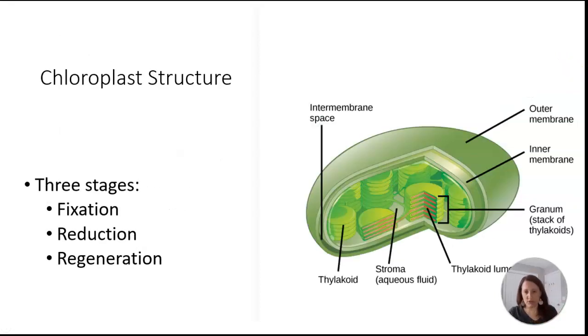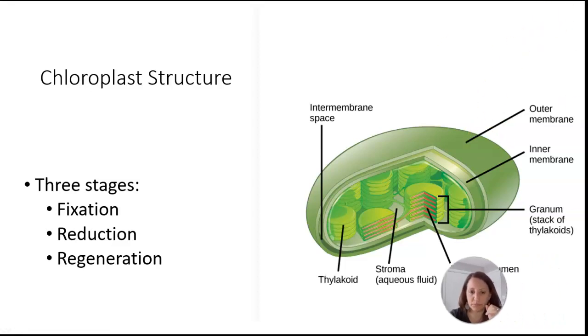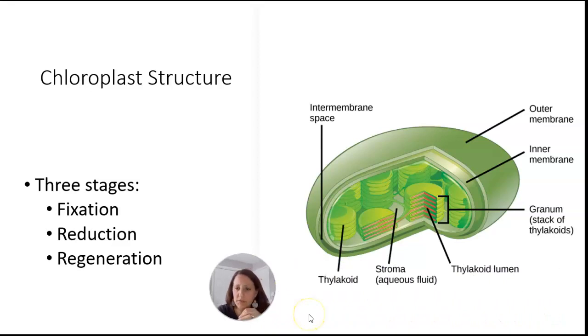So here again is just a picture of a chloroplast, just to remind you. And so again, these are going to be found inside of mesophyll cells in the leaf. Okay, and so we've got different spaces. So remember that in the thylakoid membrane is where all of the components for the light-dependent reactions are found.